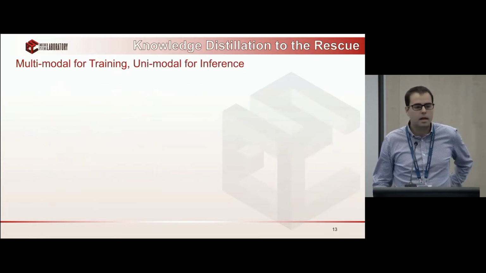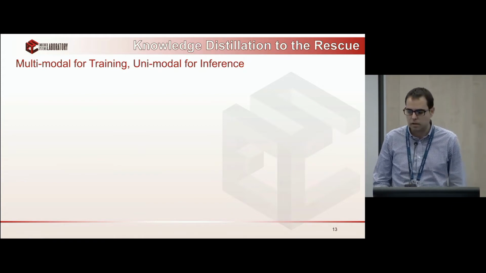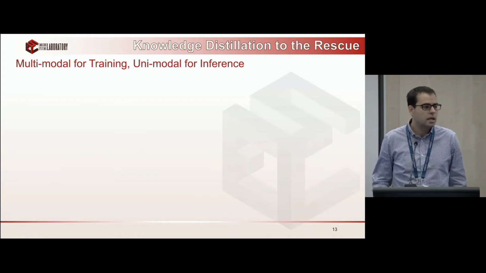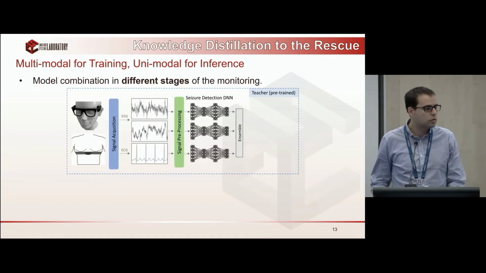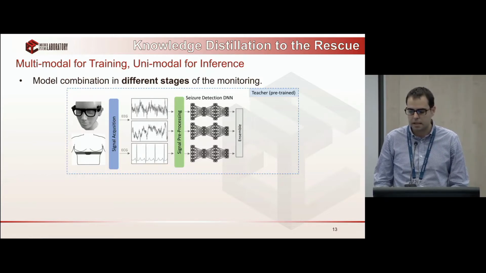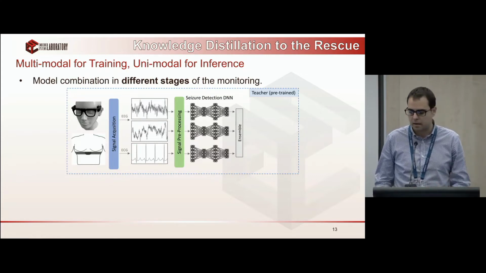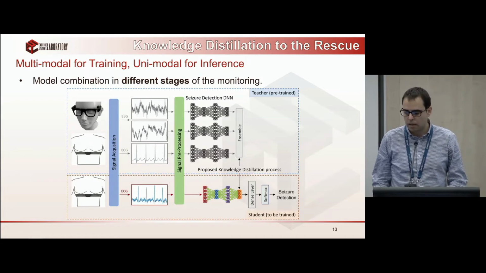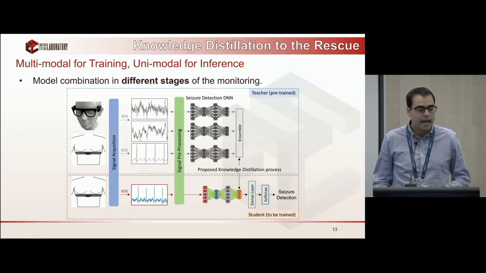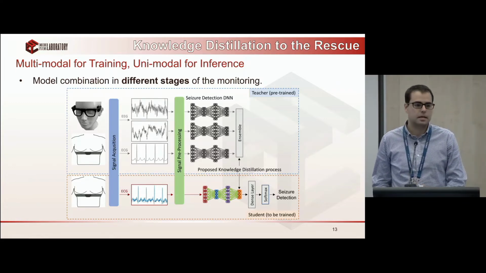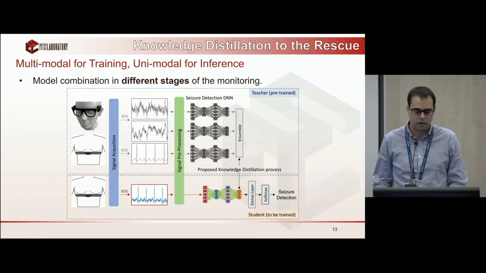For this, we tried a method based on the concept of knowledge distillation, in which we use different models for different stages. We start with a robust multimodal model that is built using EEG plus ECG, and we call this model a teacher. We train this model with the multimodal data, so the performance should be better. And then we have a simpler model that we call the student that is trained only using the ECG. And this model is trained by using as labels the output of the teacher model.